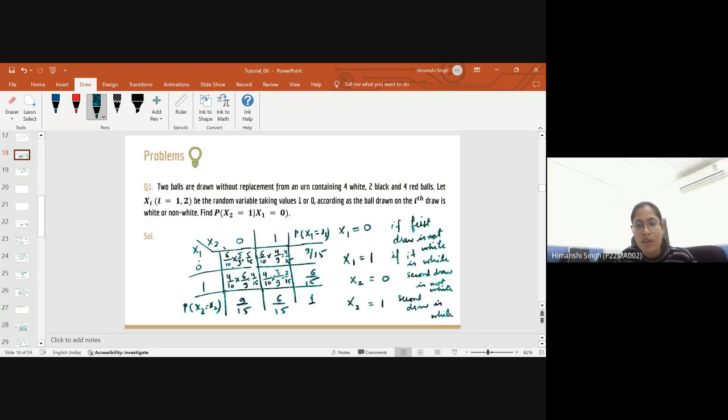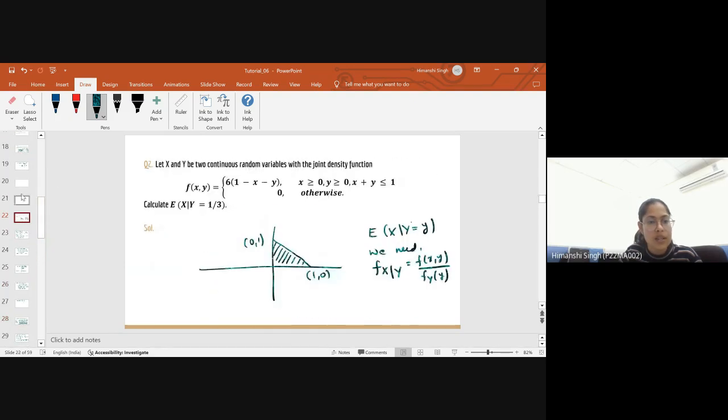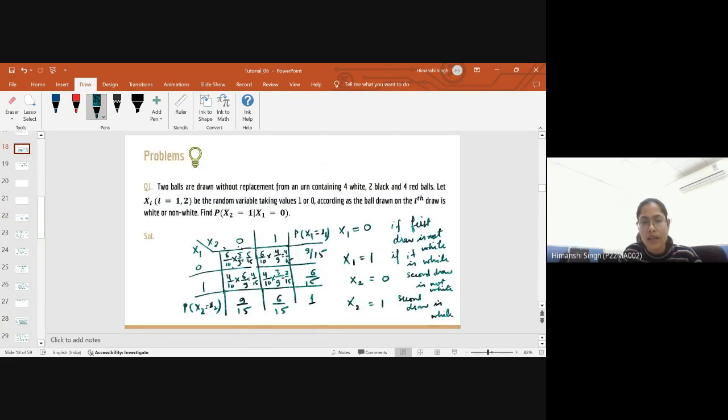So probability X1 equals 0 is 9 by 15, and probability X1 equals 1 was 6 by 15. Now we can see one thing here: if I consider the random variable X2, then also we have the same probabilities. Probability of X2 equals 0 is 9 by 15, and X2 equals 1 is 6 by 15. Same thing we have.